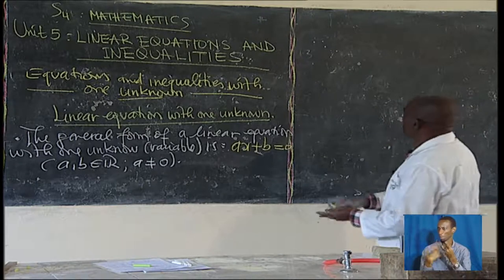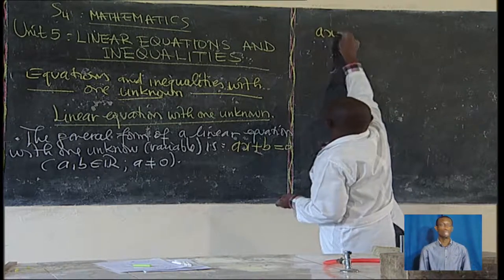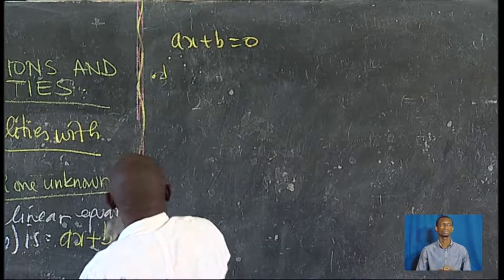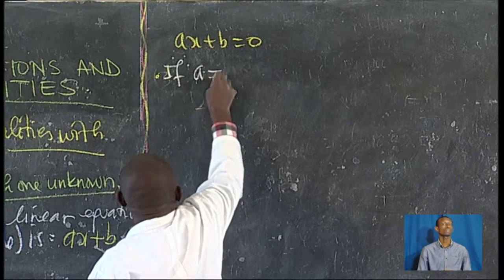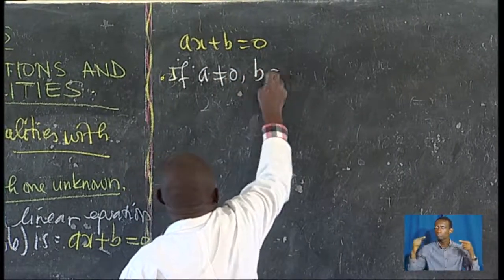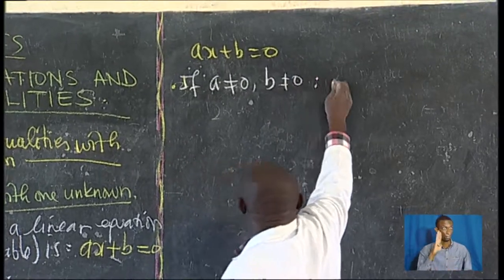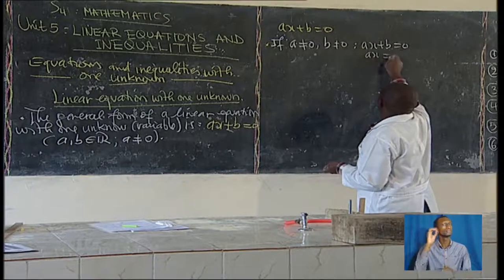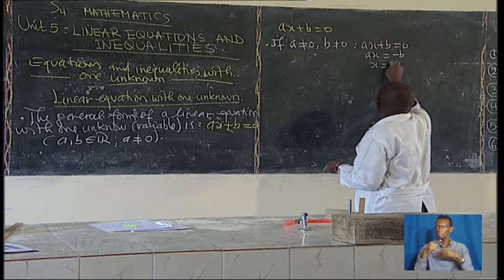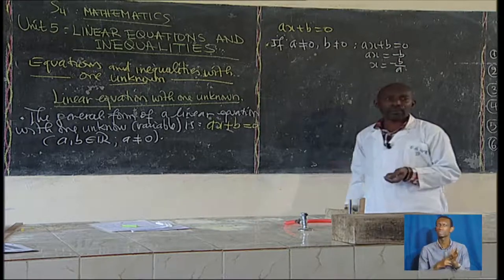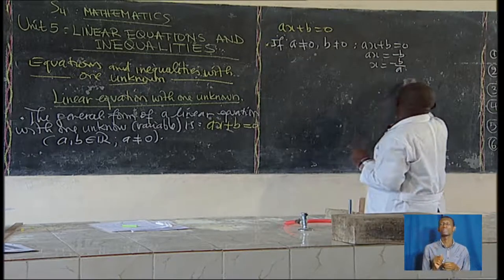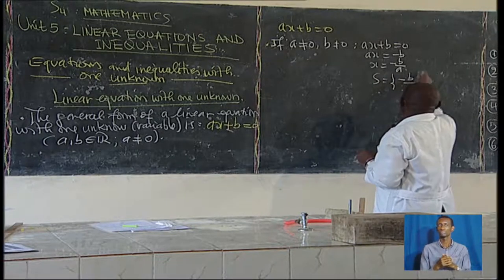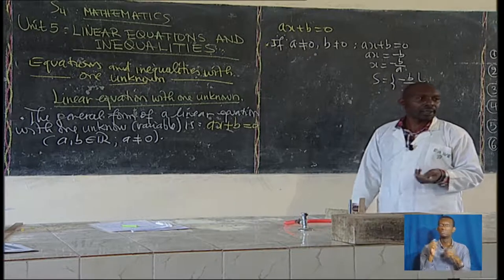We have our equation ax plus b equals zero. If a is different from zero and b different from zero, then ax is equal to minus b, then x is equal to minus b divided by a. Are we together? And you have a unique solution, minus b divided by a. Difficult? Not at all.